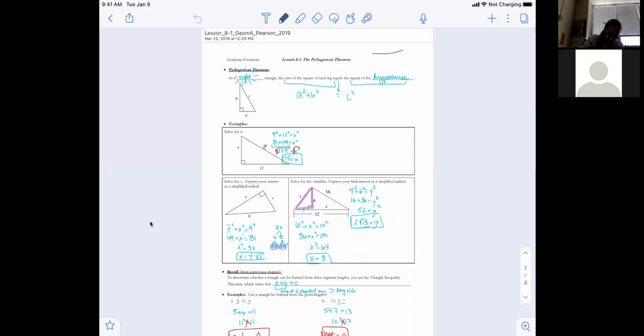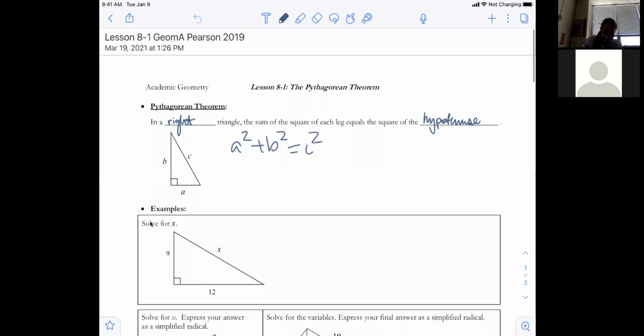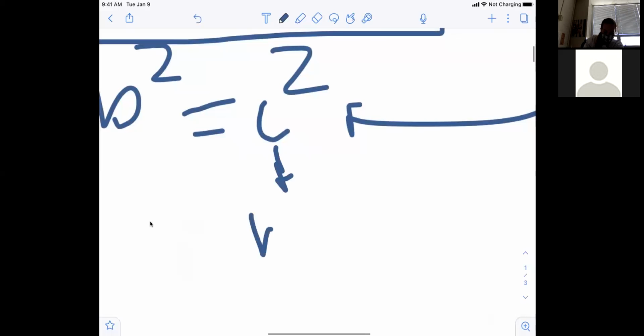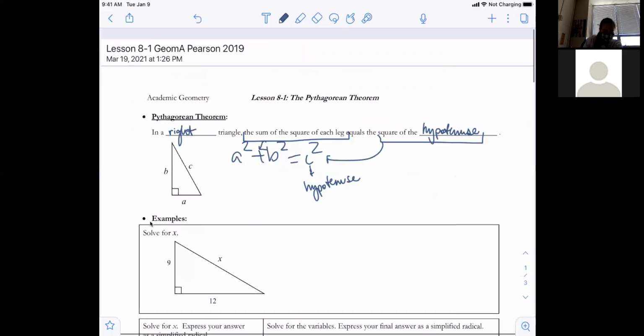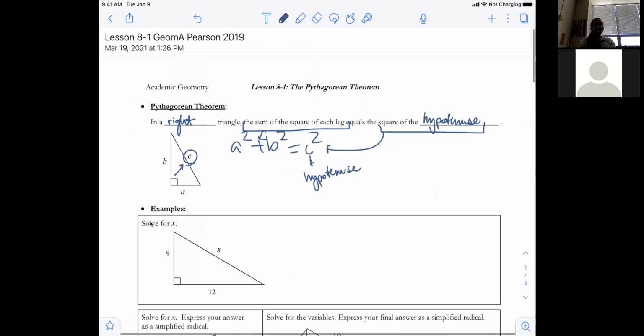Okay, perfect. So the sum of the squares of each leg is my a squared plus b squared. The square of the hypotenuse is my c squared. So c is always my hypotenuse. So make sure it's the long side across from the right angle. That's always by itself.